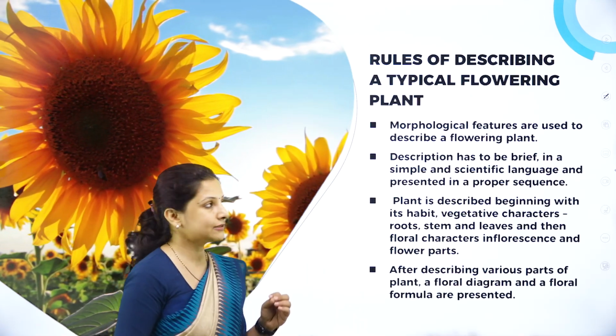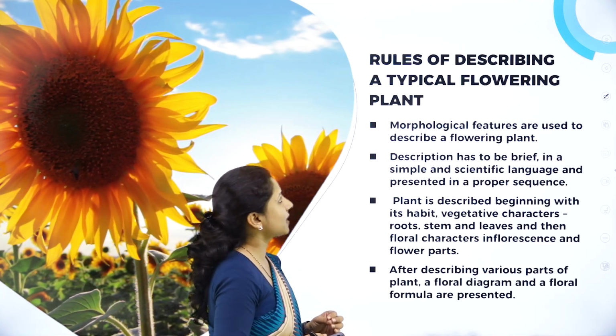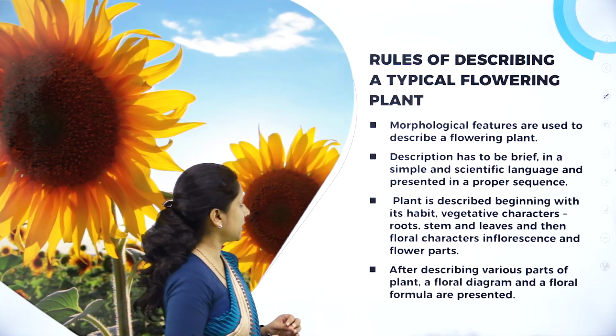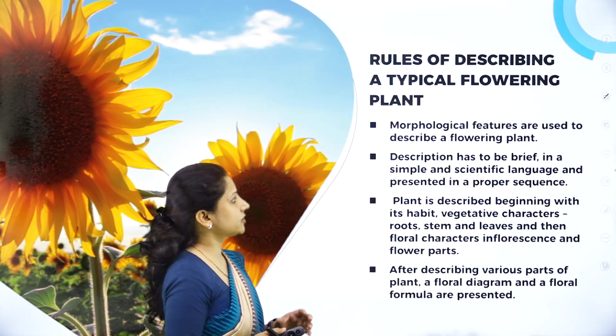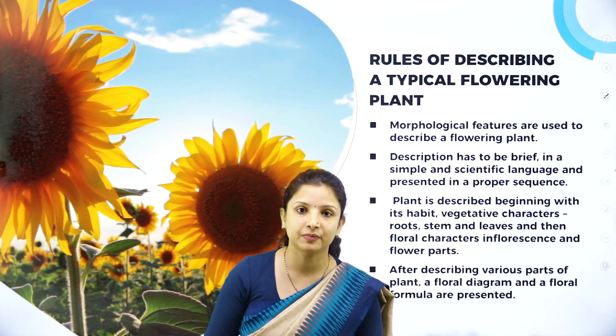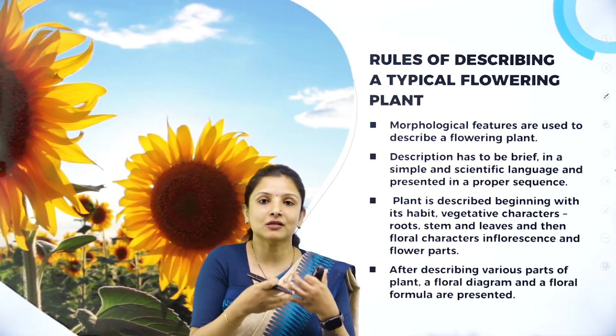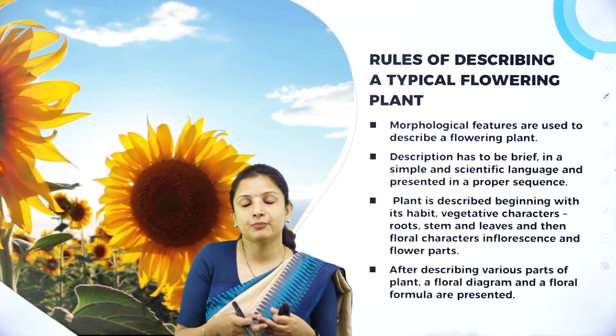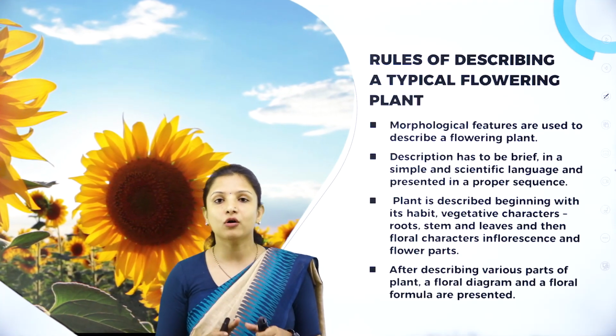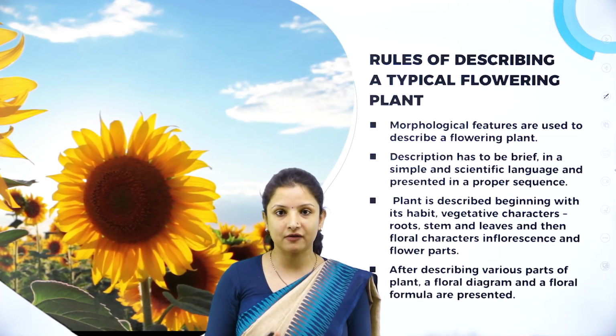So what are the rules? Let's look into. So the rules of describing a typical flowering plant. Morphological features are used to describe a flowering plant. So we don't take the section or the anatomy and see what type of cell it is made up of, what type of cell arrangement is there. All that is not considered while describing a flowering plant.